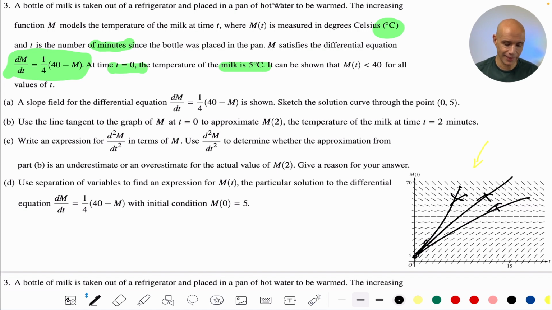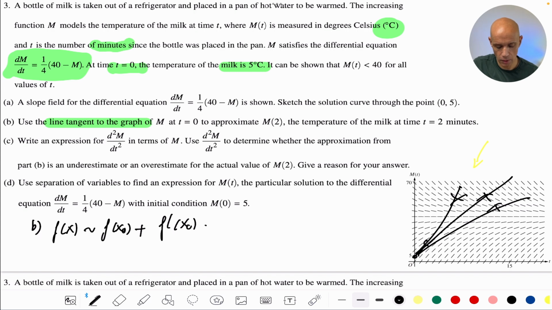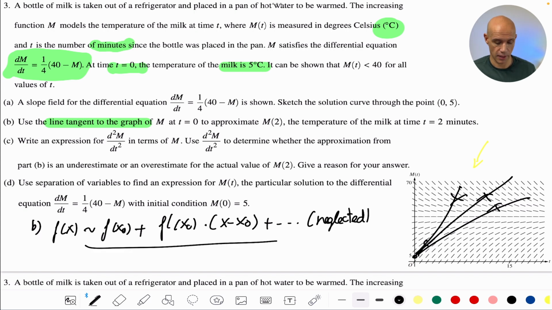Now, use the line tangent to the graph. Line tangent to the graph, that's another keyword. Line tangent to the graph. Why is that a keyword? Because this is telling us to use this approximation. So that's for question B, okay? That the value of a function at some point x equals the value at x0 plus the derivative at x0 multiplied by x minus x0, plus other terms that we neglected. So that's the approximation of the line tangent.